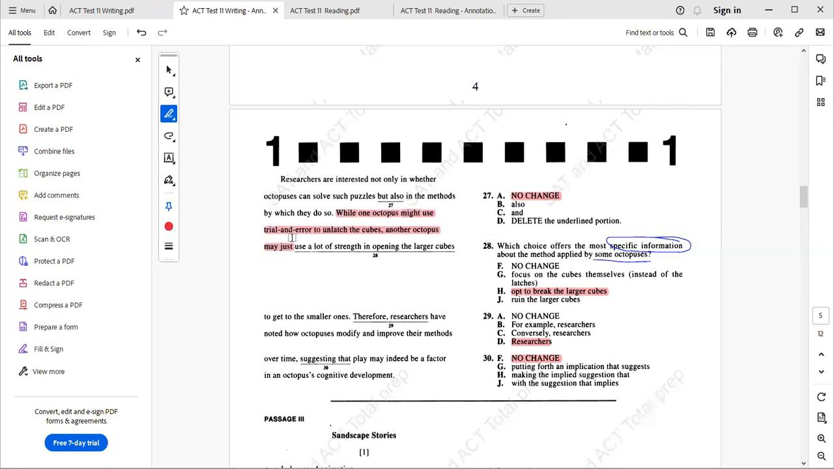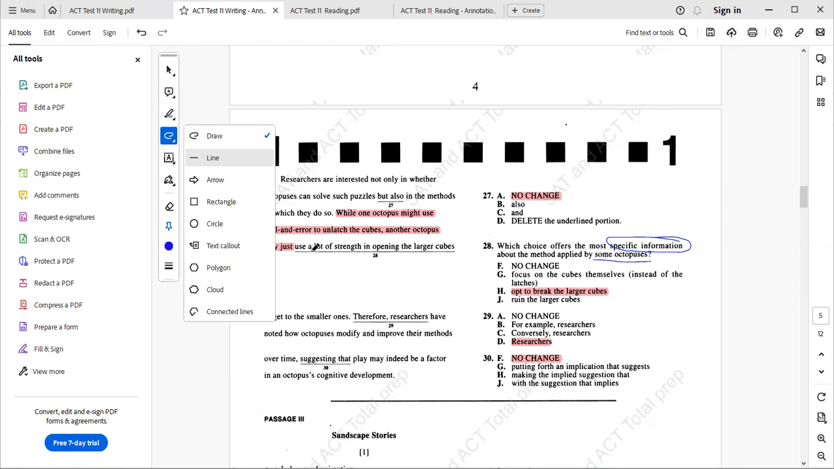Here he said, while one octopus might use trial and error to unlatch the cubes, another octopus may just use a lot of strength in opening the large cubes. Okay. Focus on the cubes themselves instead of the latches. Okay. Opt to break the larger cubes. Ruin the larger cubes. Teacher, I found that all of them talk about information. This is not specific. Why? Because he added an essential phrase.